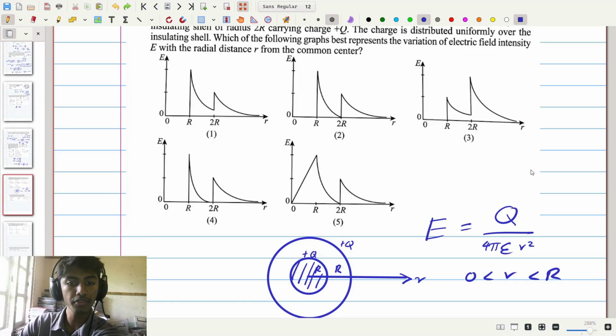So considering the graph, between r equals 0 and r equals capital R, we must have E equals 0. Now considering the graph, the only graph that doesn't do this is graph number 5. In graph number 5, we have a non-zero value of E between r equals 0 and r equals capital R. So therefore, graph number 5 is incorrect.